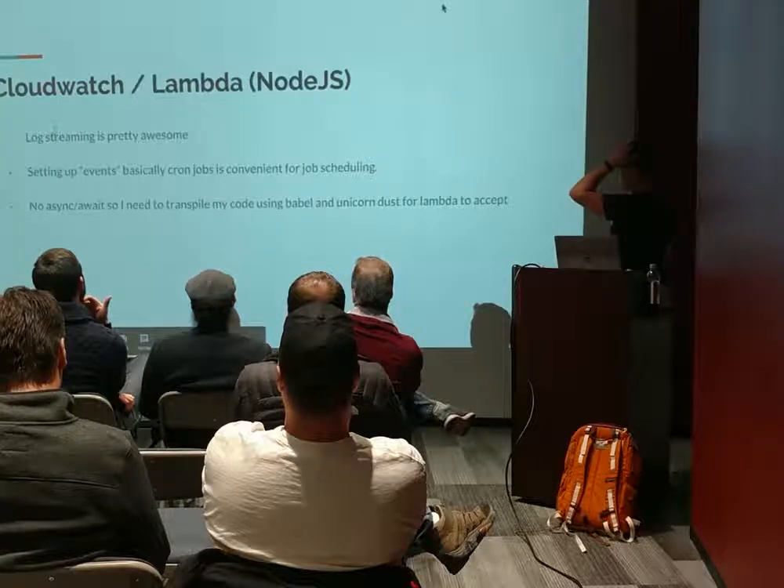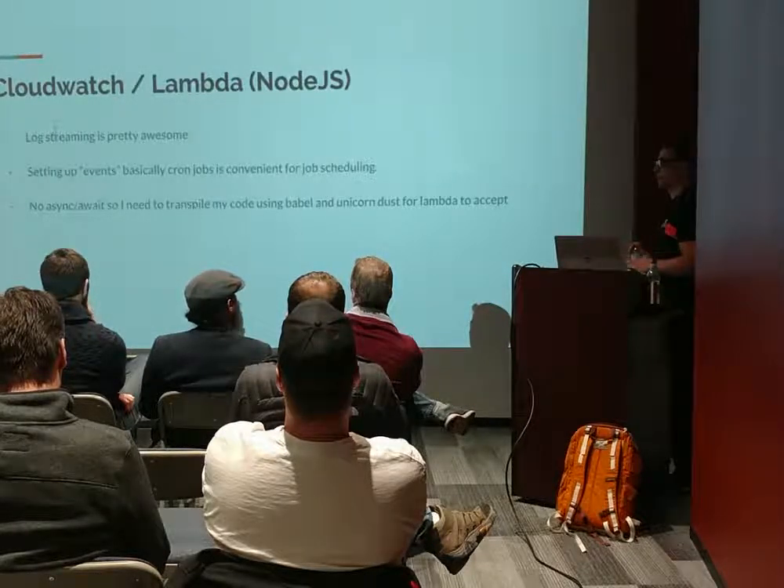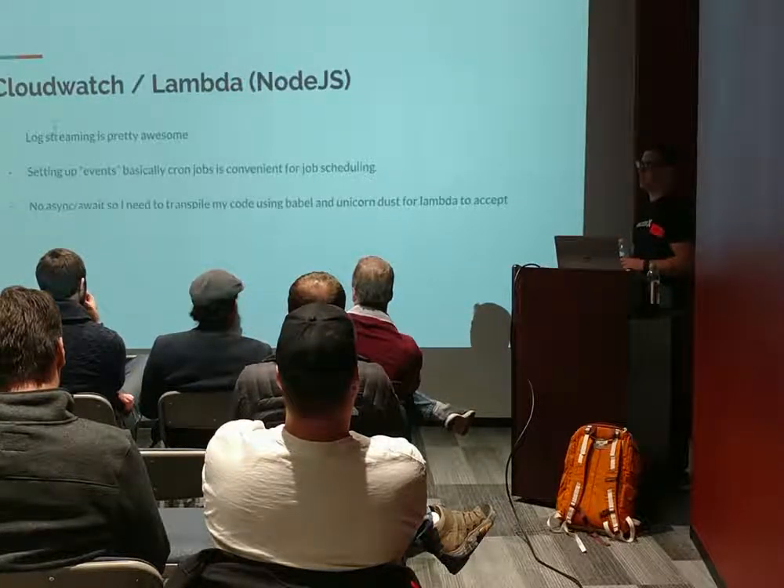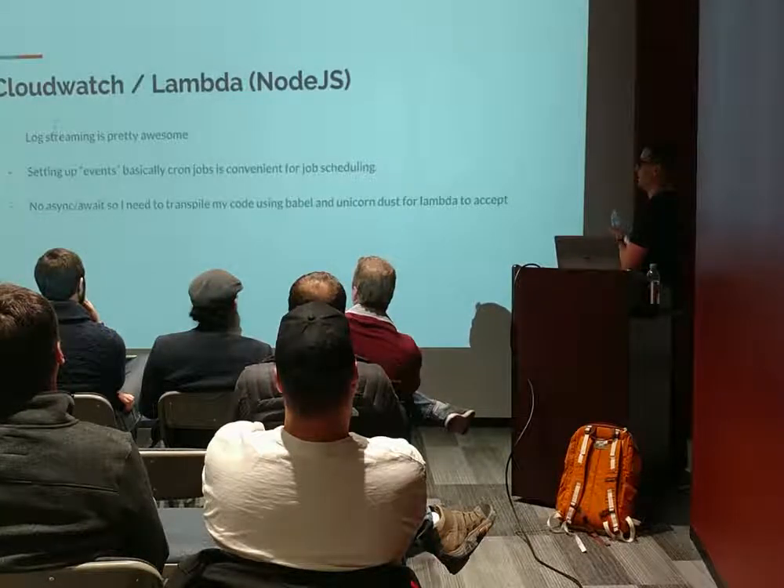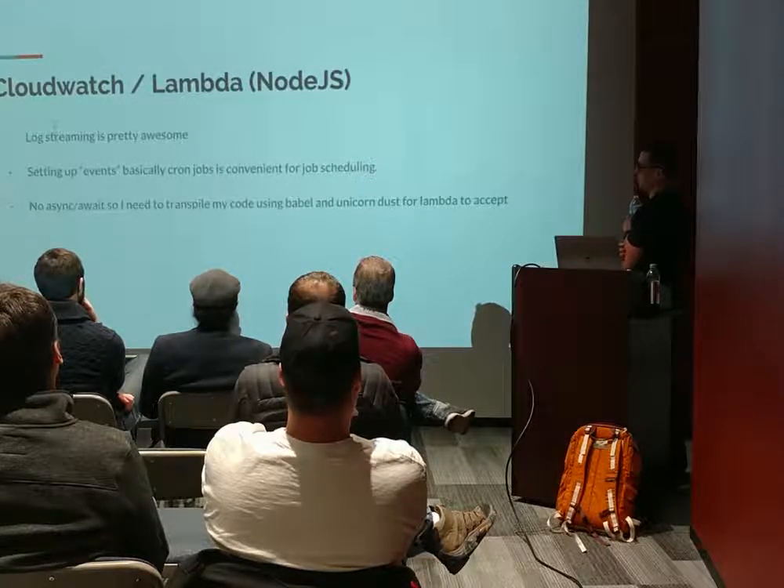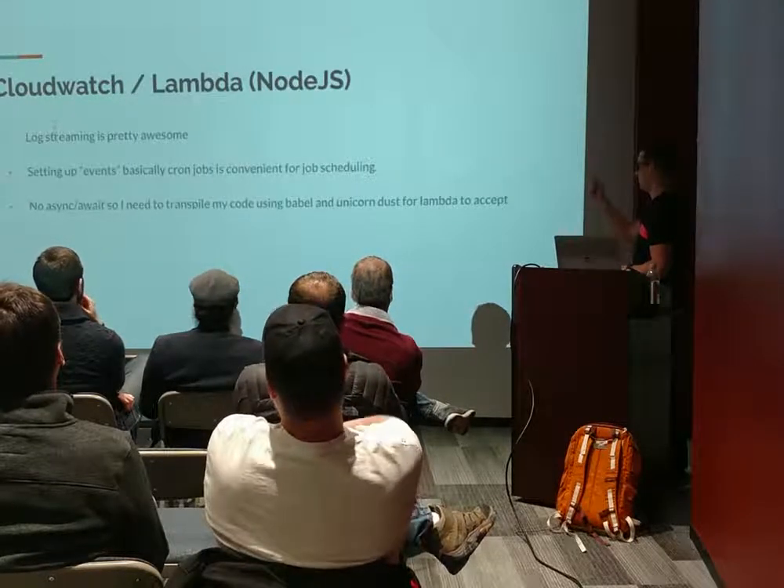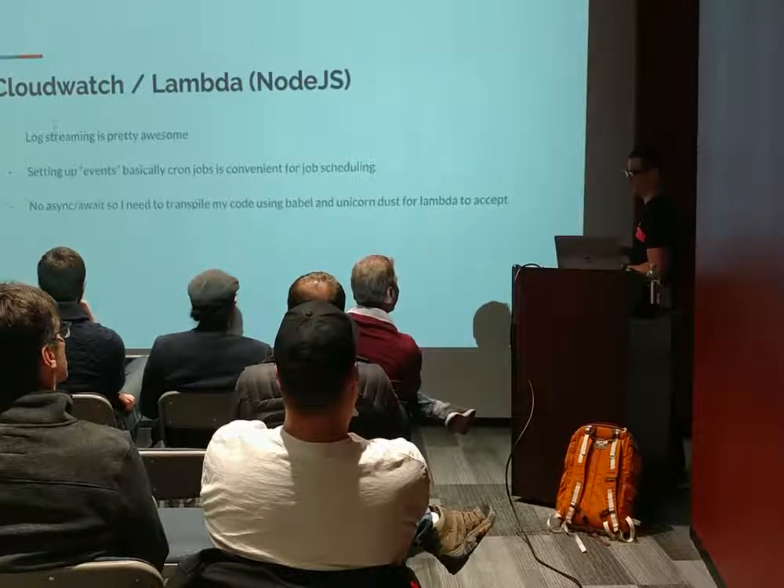And then events are really cool inside of CloudWatch. If no one's done events, it's basically cron jobs. So you can have those, again, in any region that you want, calling any Lambda function that you want, doing all sorts of job scheduling. And then the only gotcha with Lambda is no async await. If anyone writes a lot of JavaScript, you have to put some unicorn dust on your code to get it up to Lambda for it to accept it properly.